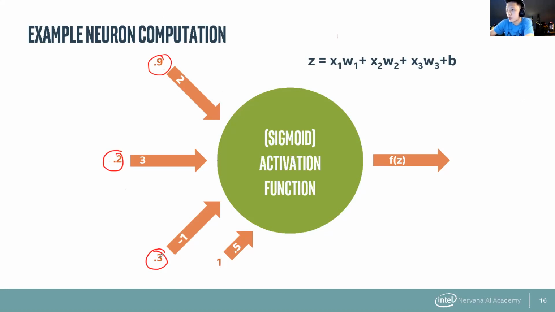And the way that we compute the output of the neuron, as we can see in this formula, is you multiply all the inputs by their weights, you sum them up, and you add the bias. So does anyone want to tell me or walk me through how I would do this computation? Or what do you think the answer is as I do it?